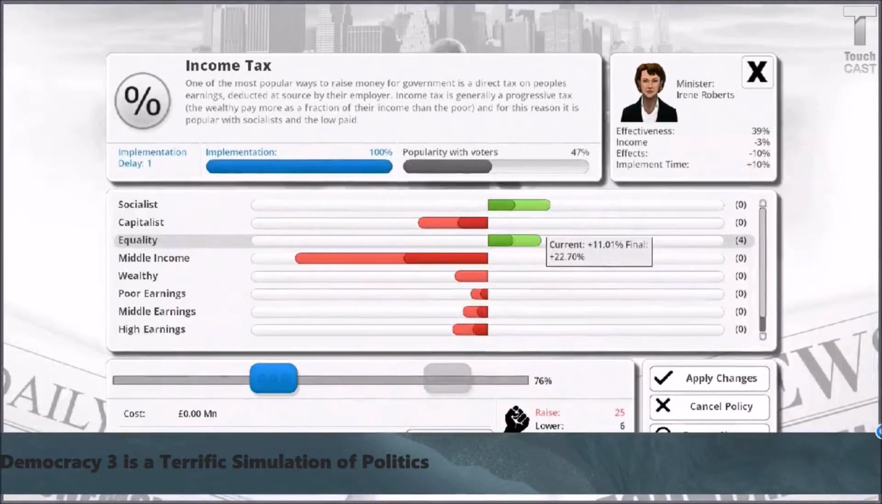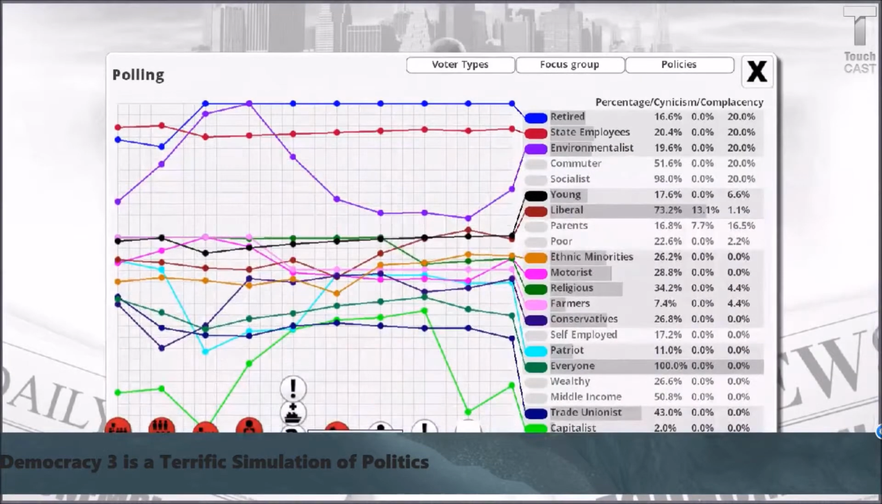So policies affect your government's budget and also take a certain amount of your limited political capital to enact. Policies also affect voters' well-being and their perceptions of your government. And different voting blocs, for example, liberals, retired people, capitalists, they will react differently depending on the policy.